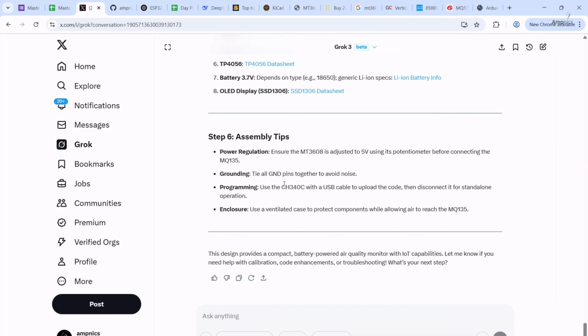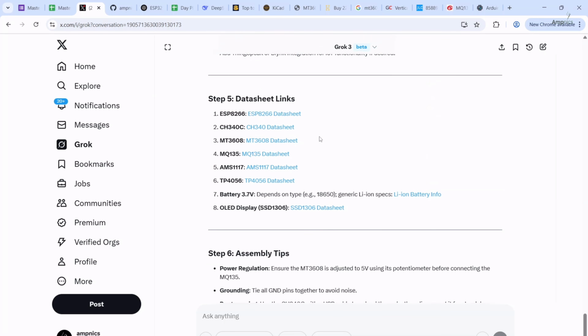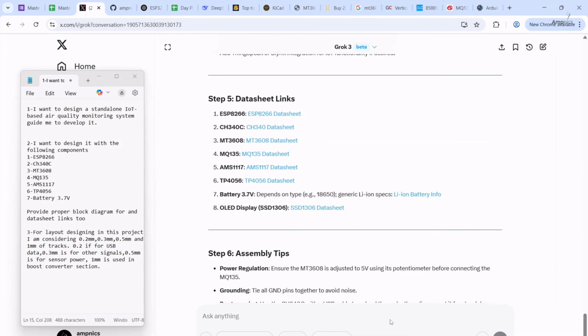All right. Then after completion of the schematic, we have to go for layout designing. So for layout designing, I will again take the help of Grok. So I will paste my another prompt here.